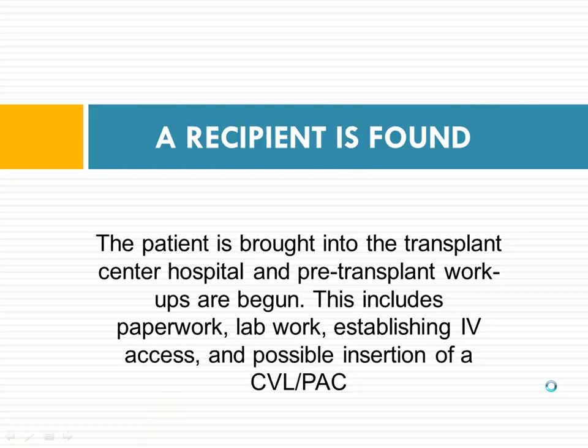So we need them to stay stable until we can get to the OR. Once we find a recipient, that patient is brought into the transplant center hospital. Say the kidney surgeon accepts for his recipient number 25 on the list. If it's here, it'll be Methodist. That patient, the one that needs the kidney, is going to go into Methodist and start getting worked up. They'll put lines in if they need to, do paperwork, lab work, whatever they need to do. If it's a heart patient, they're going to put in a pulmonary artery catheter, get them ready, and get them admitted to the hospital.